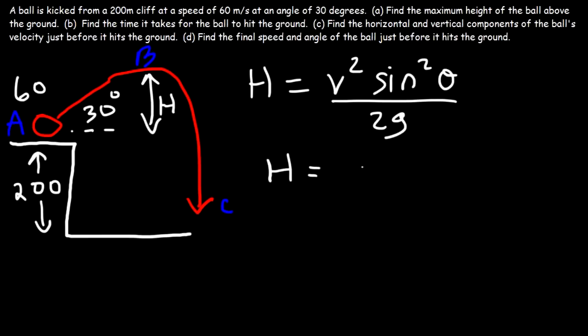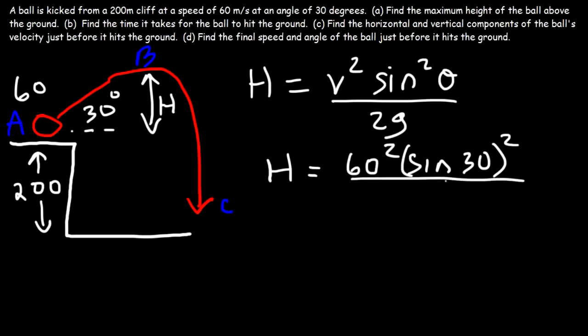So we have the velocity, it's 60, and the angle is sine 30. Let's not forget to square it. Divided by 2g, 2 times 9.8 is 19.6. Now we know that sine 30 is a half. 0.5 squared is 0.25, or 1/4. 60 squared is 3600. 1/4 of 3600 is 900, divided by 19.6. So the height is about 45.92.